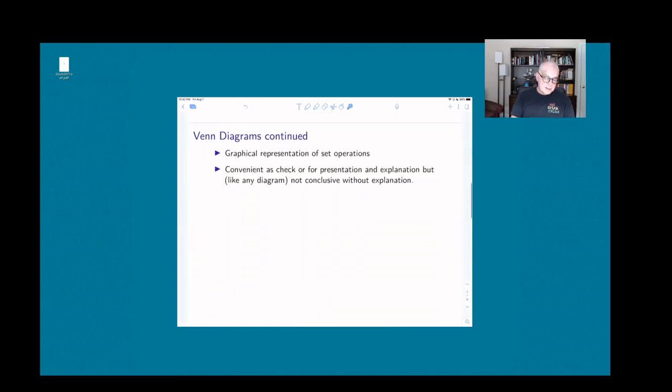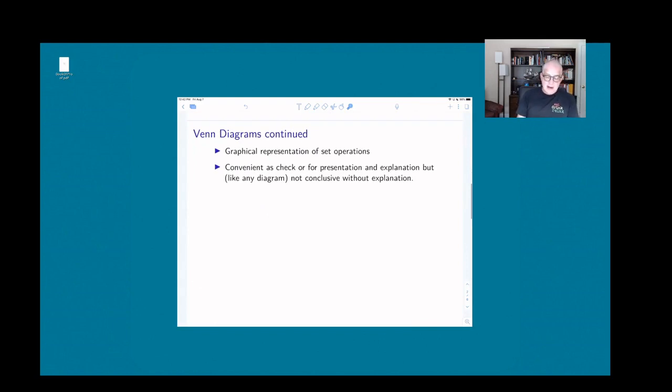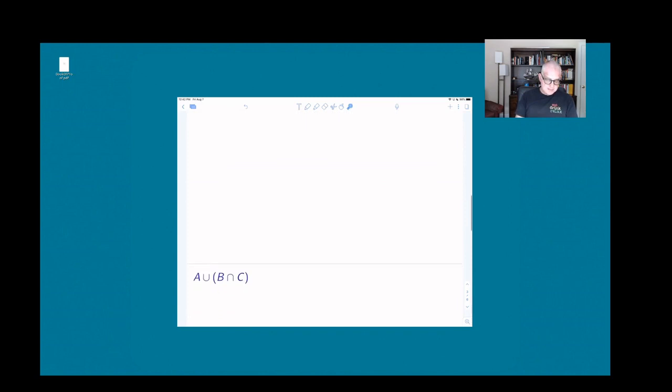So, just to recap, a Venn diagram is a graphical representation of set operations, and like every diagram, it can be convenient to help visualize what's going on, or if you're trying to present something, but it's not by itself sufficient because it's a diagram, it's ambiguous. You have to include an explanation to explain what's happening in the diagram if you want it to be a complete answer to a question. So let's look at a couple of examples.